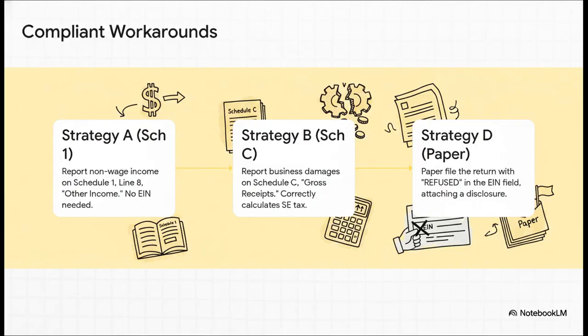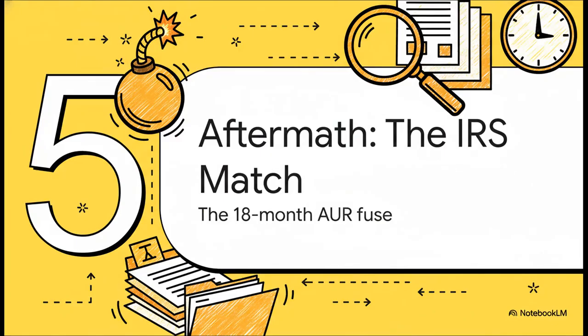So, what are these safer plays? Well, the best strategies completely bypass the 1099 input screen. For non-wage income, you can report it on Schedule 1, Line 8, as other income, no EIN required. For lost business profits, it goes on Schedule C as gross receipts, which also correctly calculates the SE tax. And the last resort is to paper file, but write "refused" in the EIN box and attach a very clear statement explaining why.